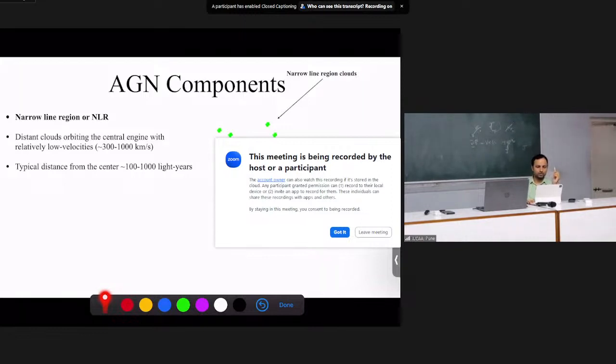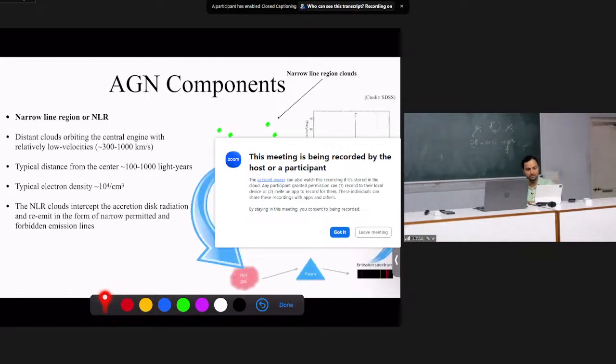This I already told you, the AGN distance is around 1000. So the narrow line region is about 100 to 1000 light years, not 1000. You see, here the electron density is relatively less, 4 orders of magnitude lower than that in the broad line region.